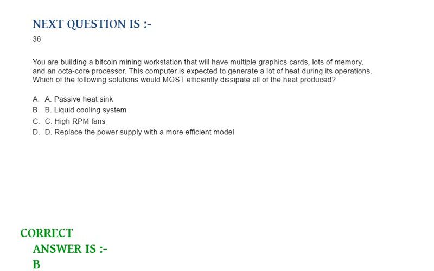Option A. Passive heat sink. Option B. Liquid cooling system. Option C. High RPM fans. Option D. Replace the power supply with a more efficient model. Correct answer is option B.